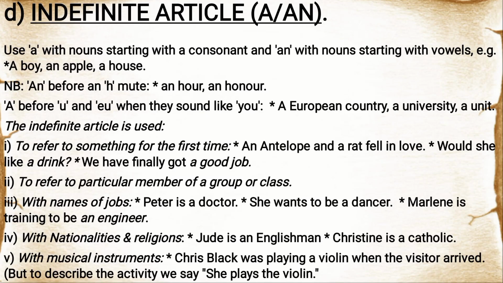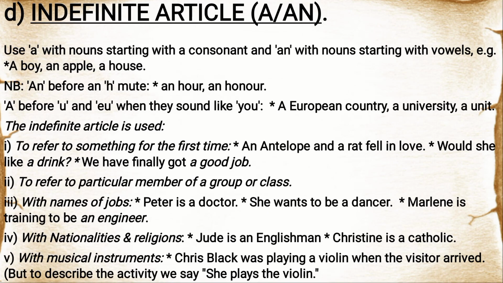2. To refer to a particular member of a group or class. 3. With names of jobs. Examples: Peter is a doctor. She wants to be a dancer. Marlene is training to be an engineer. 4. With nationalities and religions. Jude is an Englishman. Christine is a Catholic. 5. With musical instruments. Examples: Chris Black was playing a violin when the visitor arrived.